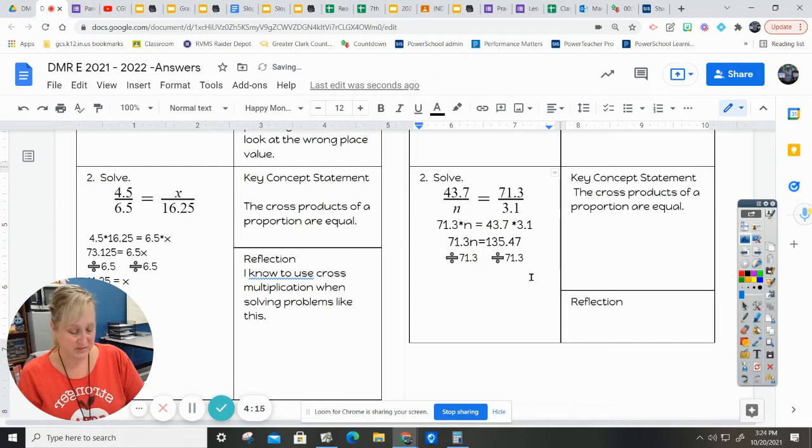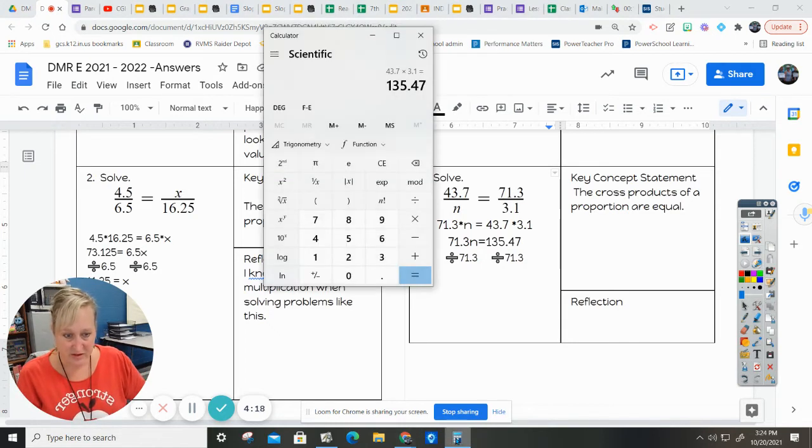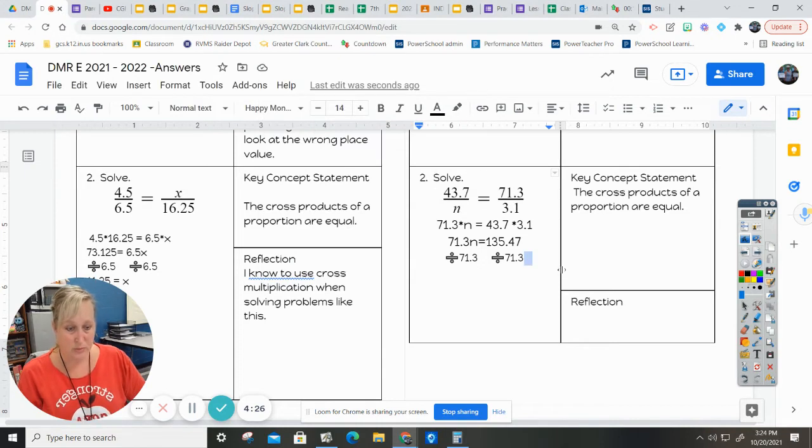That shouldn't be new. That's things that we have. I'm going to use that calculator. 135.47 divided by 71 and 3/10 is 1.9. So my answer is n equals 1 and 9/10.